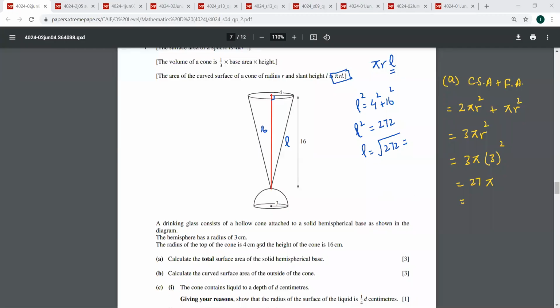Since we have to find the curved surface area, let's keep it in the exact form. The curved surface area of this cone is going to be pi r l. This is going to be pi into 4 into the square root of 272. So now you can use your calculators and tell me what this is correct to three significant figures.